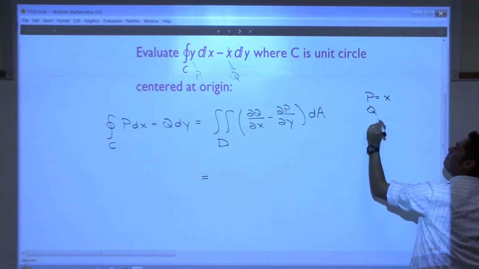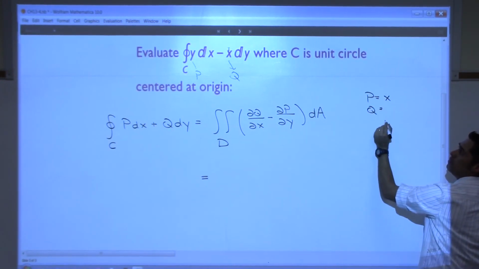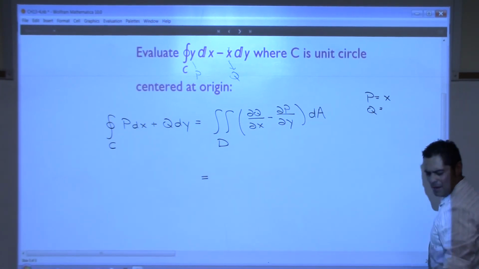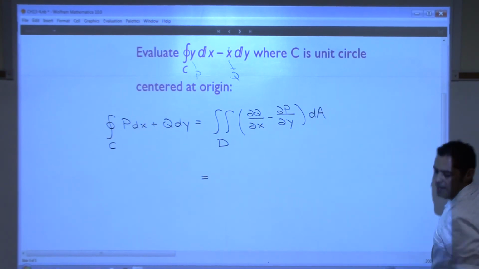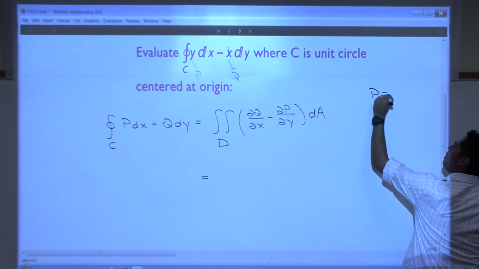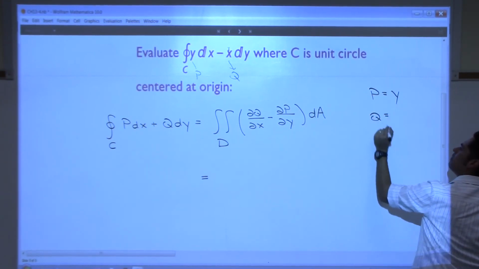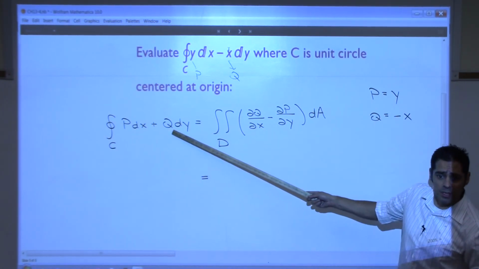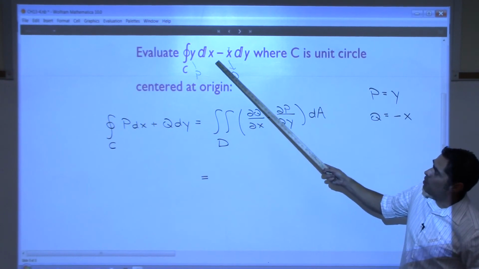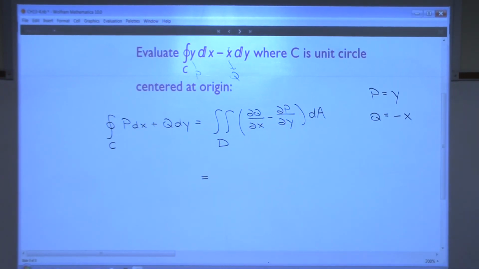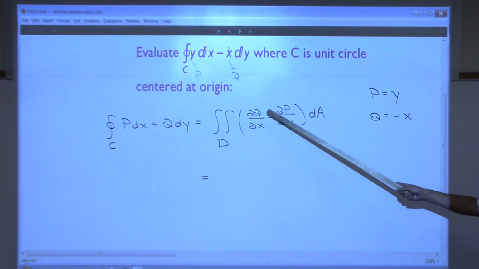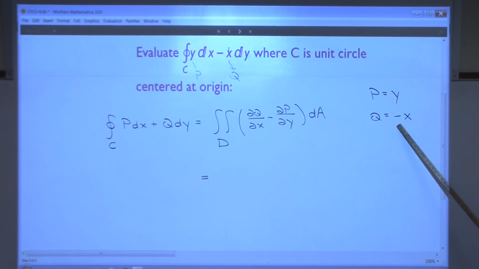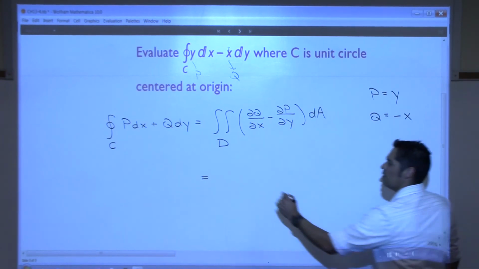And Q is what? I'm sorry, why did I do that? P is y. And Q is what? Negative x. Be careful, because in the formula, it's plus Q. So you'd have to change that to plus negative x. Okay, what is the partial of Q with respect to x? What's the derivative of this with respect to x? Negative 1.